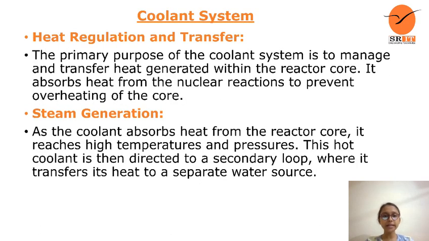Coolant system in detail. So, the heat regulation and transfer and steam generation. The primary purpose of the cooling system is to manage and transfer the heat generated within the reactor core. It absorbs heat from the nuclear reactions to prevent overheating of the core. Steam generation. As the coolant absorbs heat from the reactor core, it reaches high temperatures and pressures. This hot coolant is then directed to a secondary loop where it transfers its heat to a separate water source.